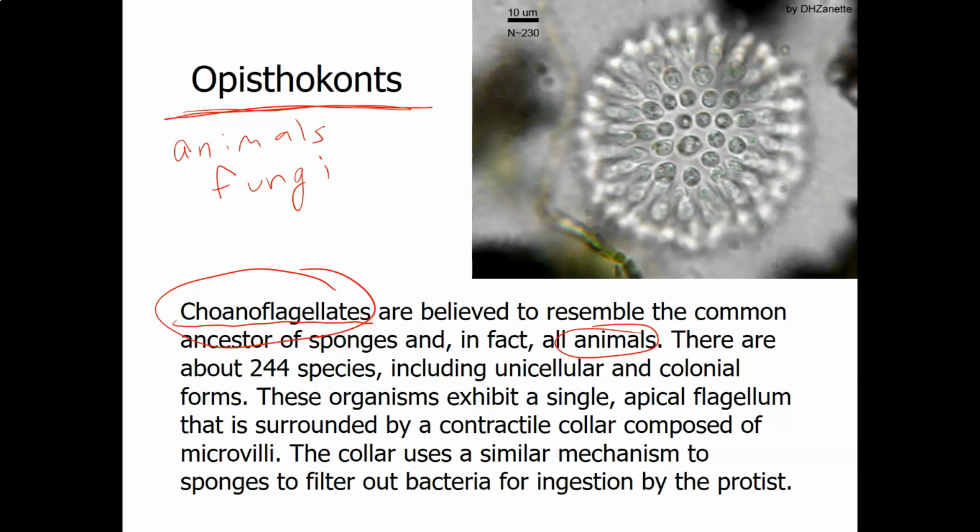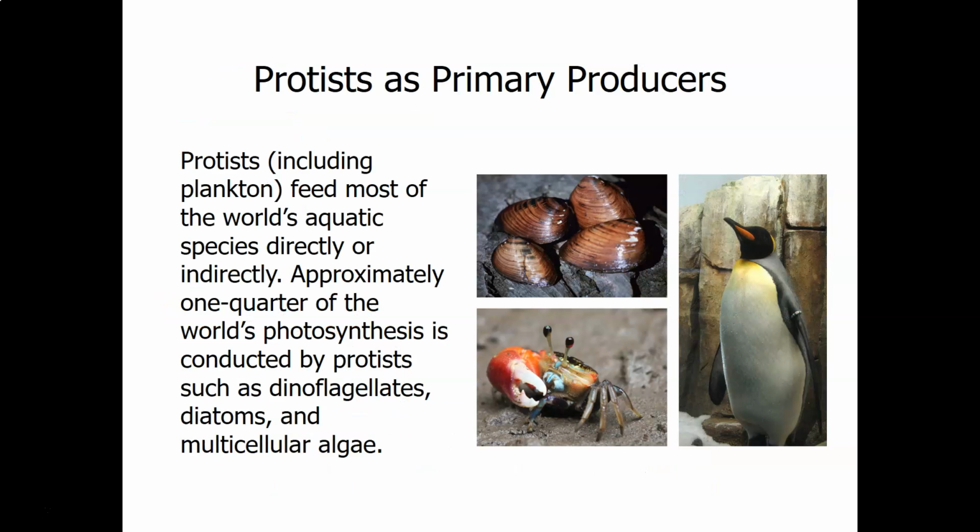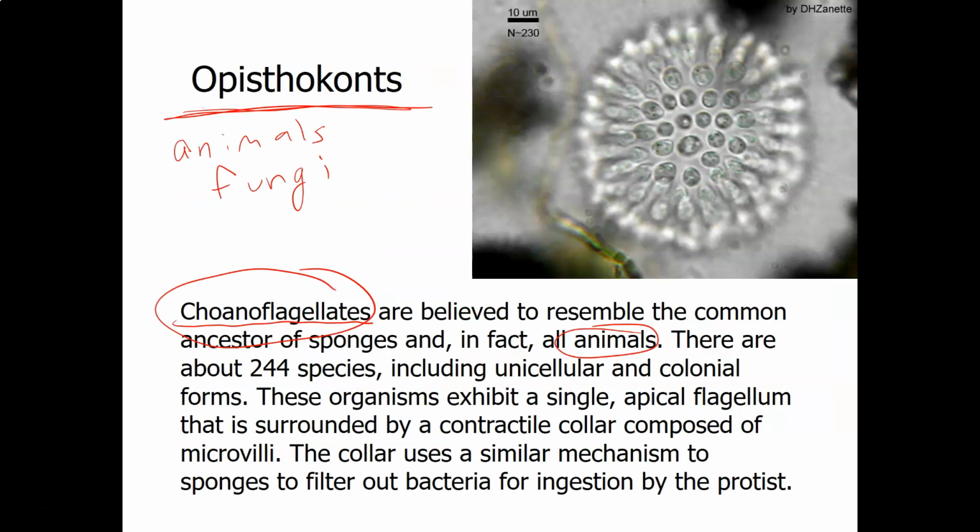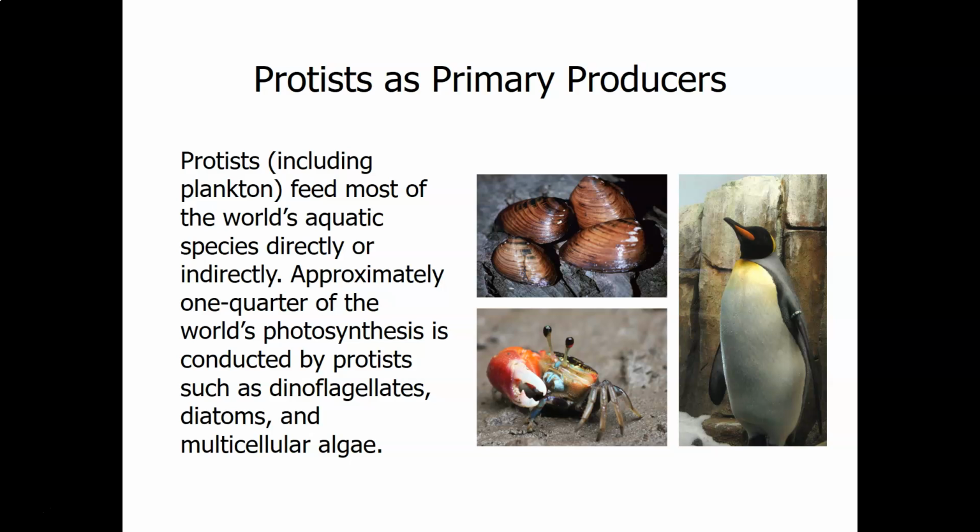These do have flagella, and they resemble some cells called choanocytes that you find in the animal, the sponge, that you find lining the inside of the sponge. So it is thought that maybe sponges, since they're the simplest of all animals, evolved from a choanoflagellate ancestor. Okay.